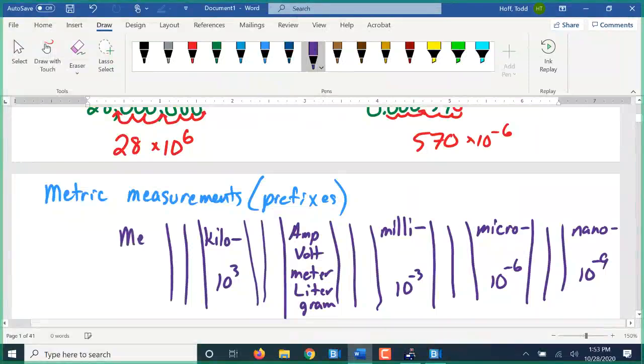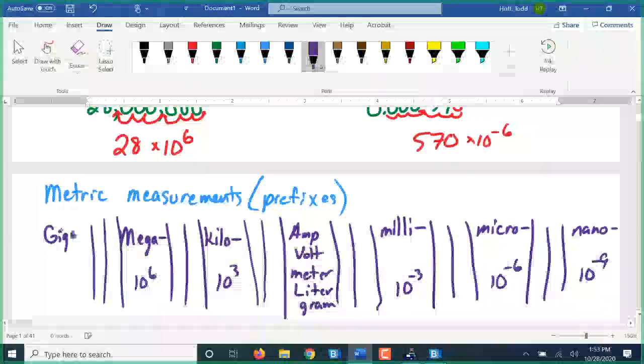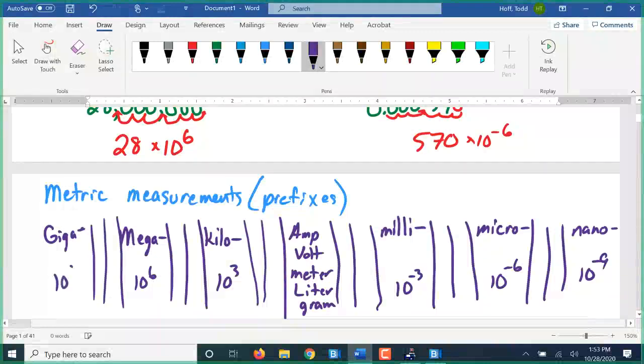Then we go to mega, which is a million, or 10 to the 6th. Then giga, which is a billion, or 10 to the 9th. And then tera, which is 10 to the 12th, and continuing on. We actually have prefixes up to 15 in both directions.